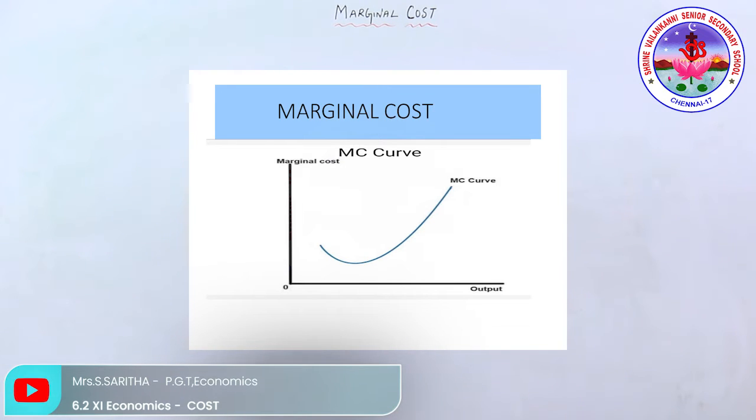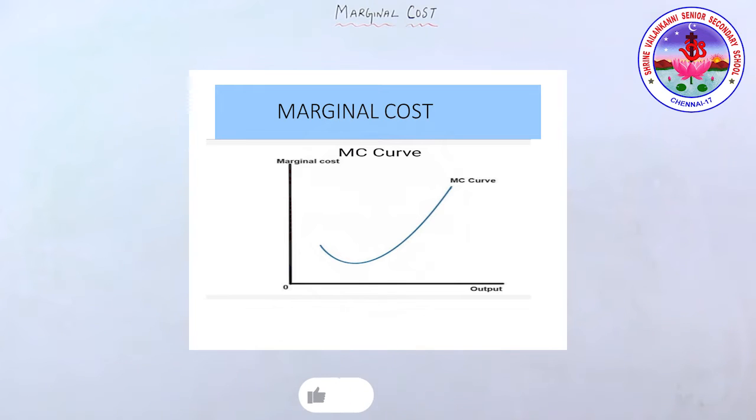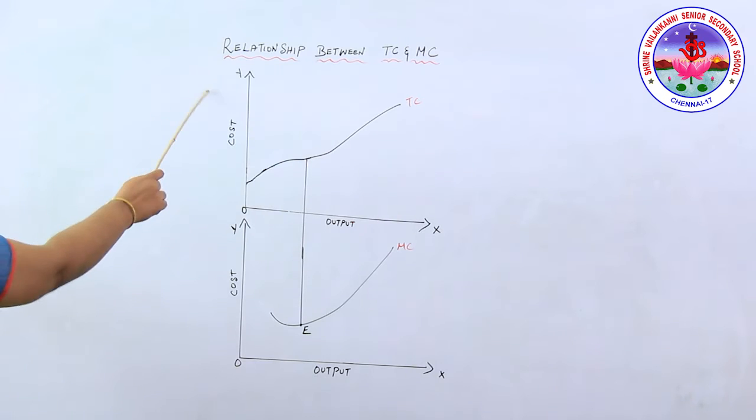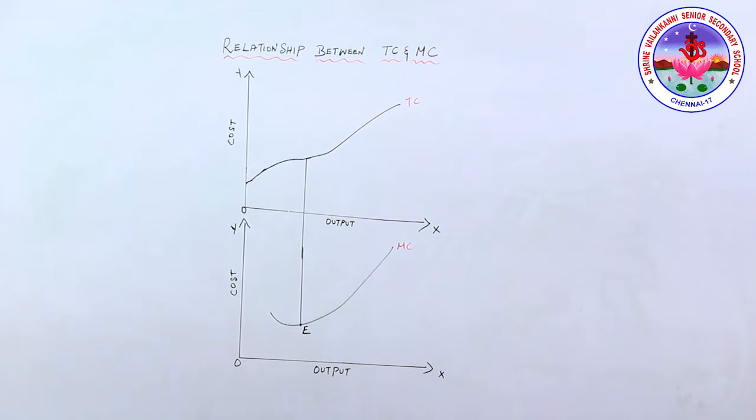Further, additions to the variable factor lead to diminishing returns creeping in, and thereby marginal cost increases after reaching its minimum level. So the MC curve falls to its minimum level and then it rises. Therefore, the short run marginal cost curve is a U-shaped curve. Let's start with the relationship between total cost and marginal cost.